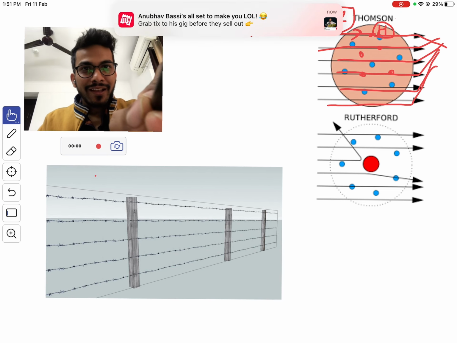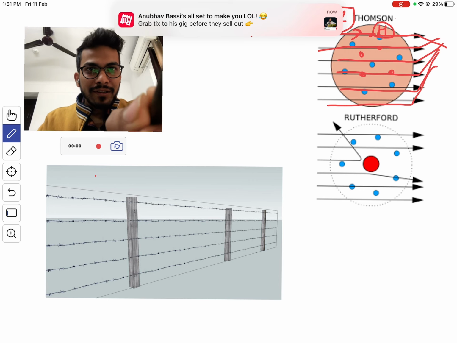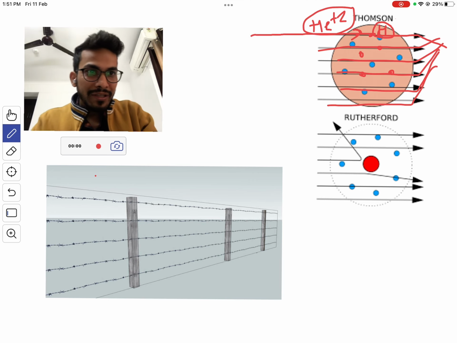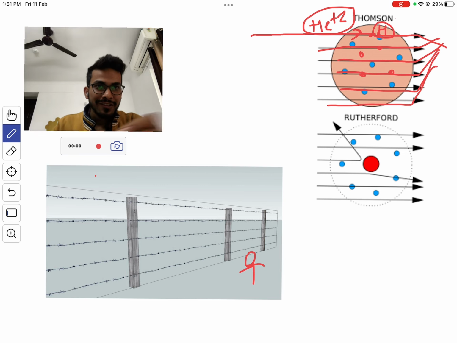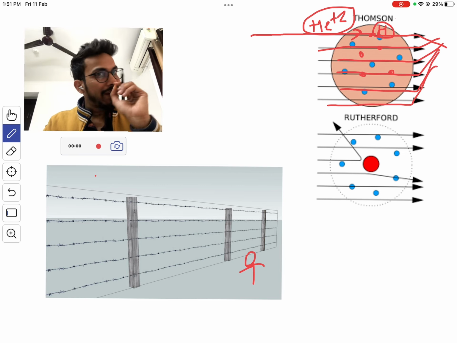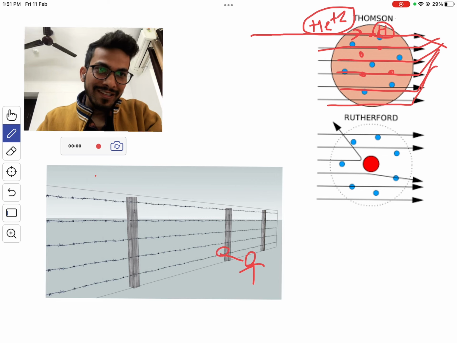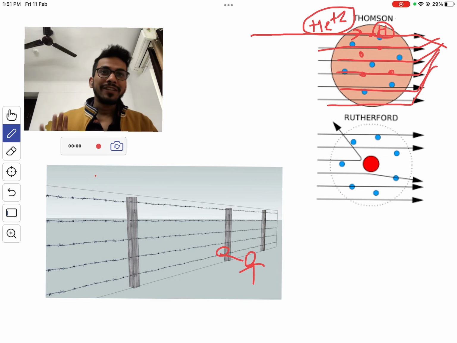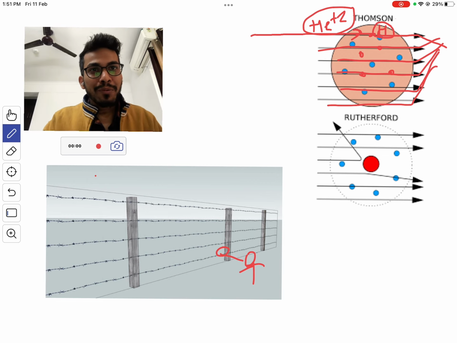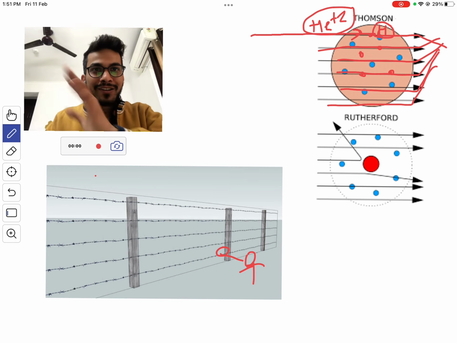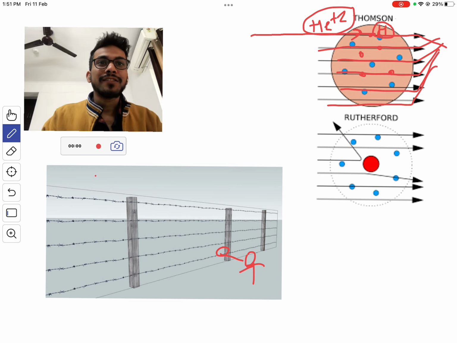This is the barbed fence wire, and I said to you that you stand here and throw 1000 balls. You have to throw 1000 tiny balls. Just let me know, if you are throwing 1000 tiny balls, what is the probability that the ball will go to the other side?